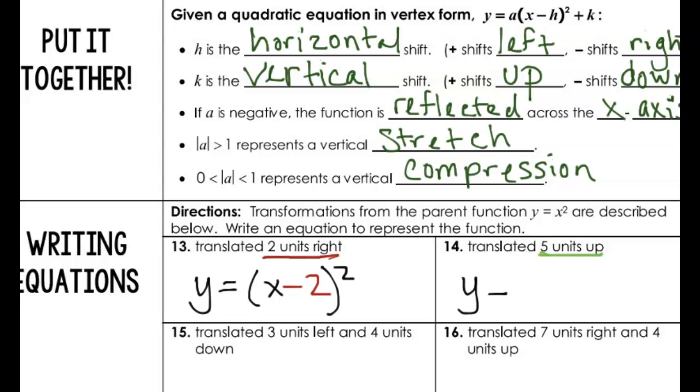So notice the next one, this is going to be 5 units up. So that means that we have to use k as our transformation, and h is not doing anything. So we're going to write it as x squared plus 5.